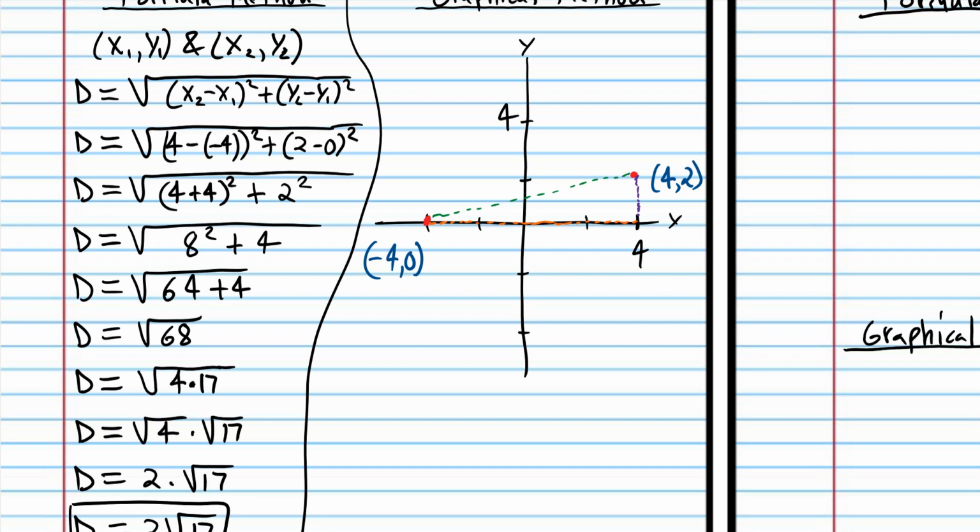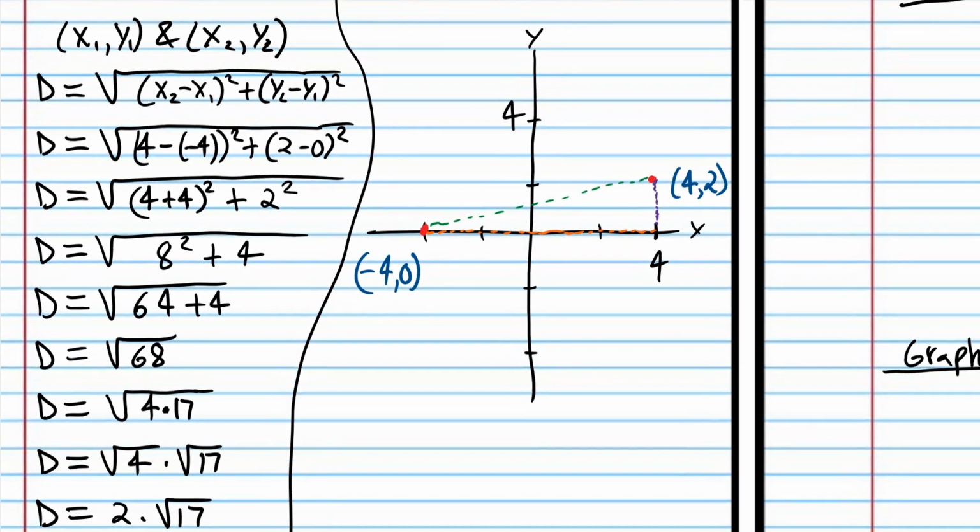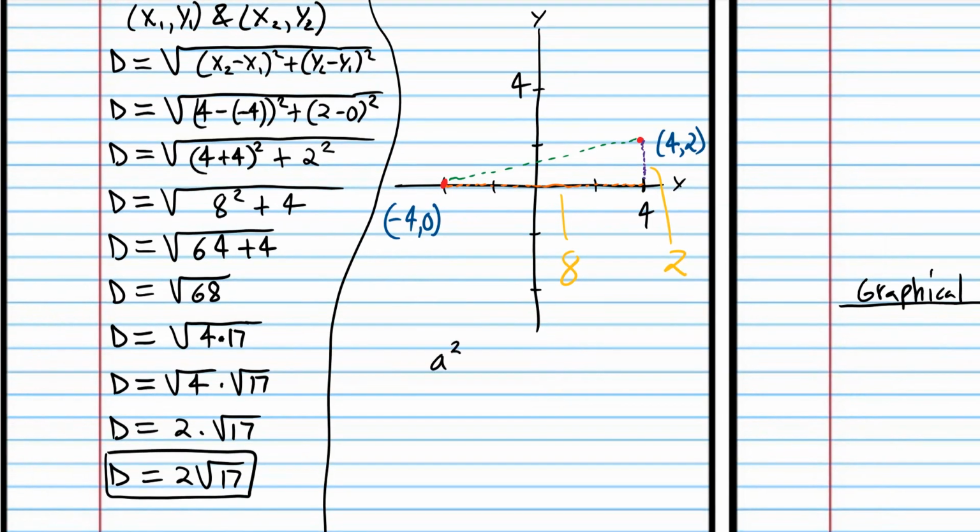Now we're going to find the horizontal, the orange dotted line, we're going to subtract the x values. Negative 4 minus 4 is negative 8. You just change it to a positive. I'm going to make it a different color there. And 0 minus 2 is negative 2, but you can just change it to a positive. So it'll be 2.